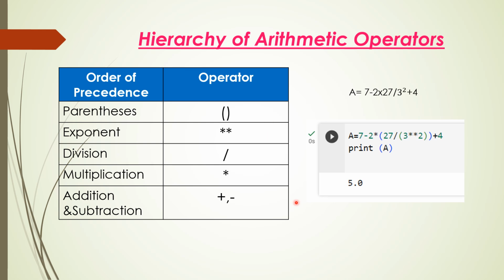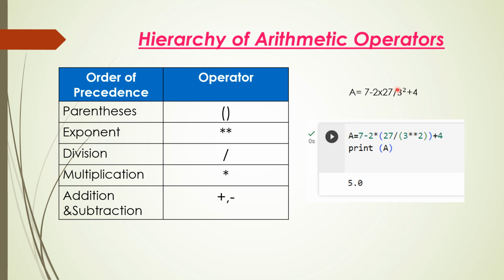Though we have these many operators here, we need to know the hierarchy of arithmetic operators, or the precedence, the order of which has the highest power. First is parenthesis, then the exponent, then division. Both division and multiplication have the same precedence. Likewise, addition and subtraction also have the same precedence. So this is the order of precedence for the operators.